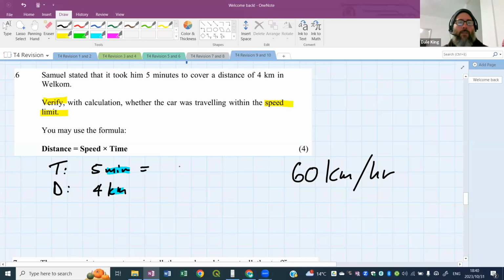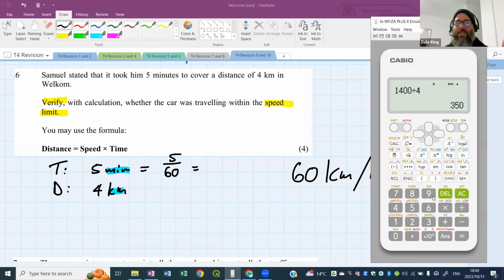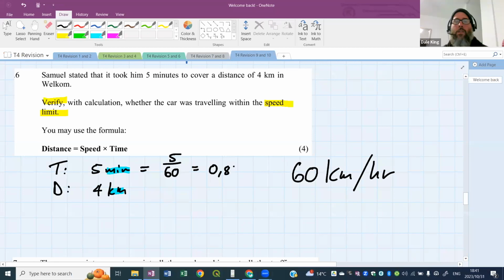And how do we do that? Times by 60. Or divide by 60. Divide by 60, sorry. We have to divide by 60. Okay, so 5 out of 60 minutes is how many hours? 0.8333. Let me write it out a few places. 0.8333 hours. Okay, so that's the hours.